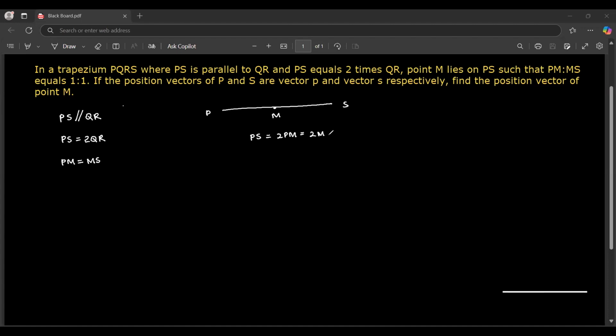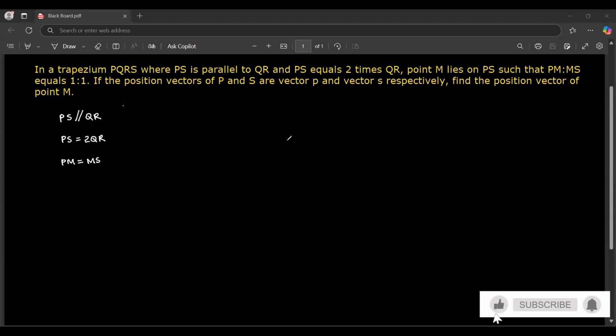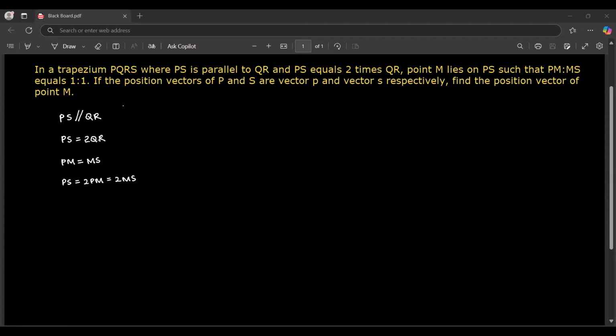So I'll also write that down. PM equals MS, and PS equals 2PM, or 2MS. And since PS equals 2QR, we can also say this is equal to QR. If the position vectors of P and S are vector P and vector S respectively, they're saying OP equals P and OS equals S.